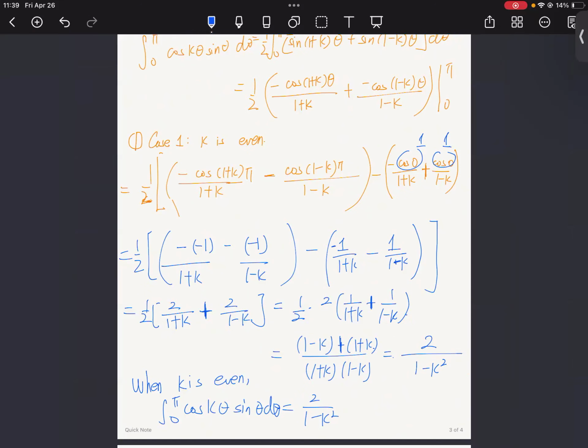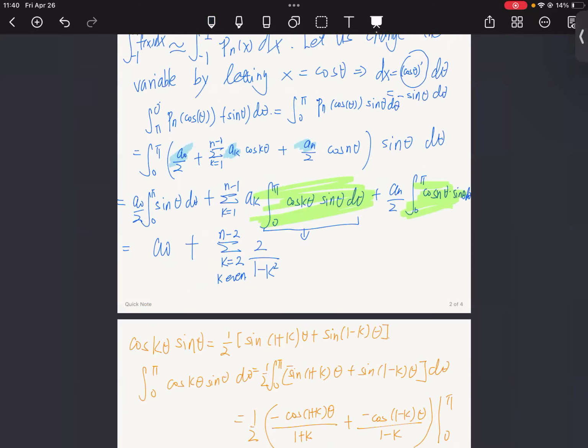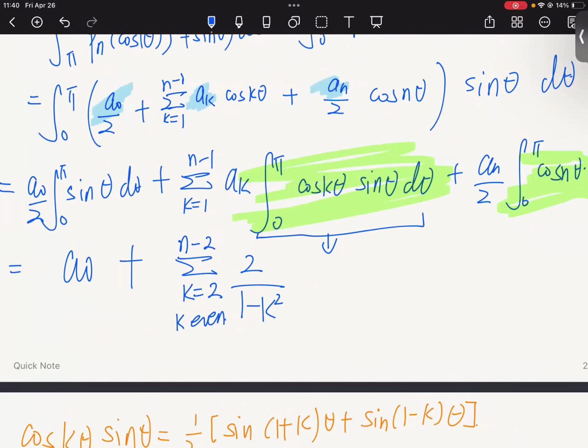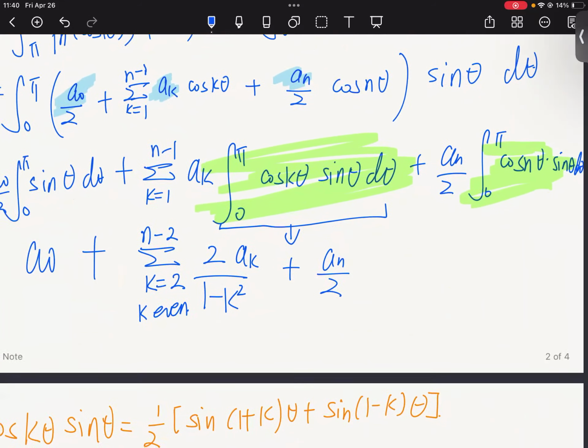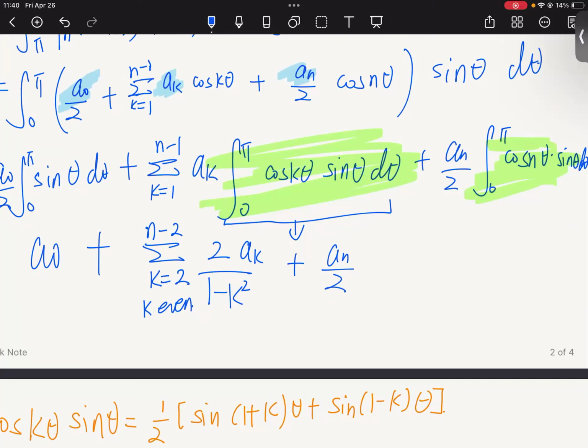2 over 1 minus k squared. This is the result I get from the integration. And then I also have the a_k coefficient here, and I have an a_n over 2 here. Because n is the even order term, I also have some value here, and the n here should be like a_n times 1 over n squared. And this is the Clenshaw-Curtis quadrature rule. And that's it. This one should be like 2.